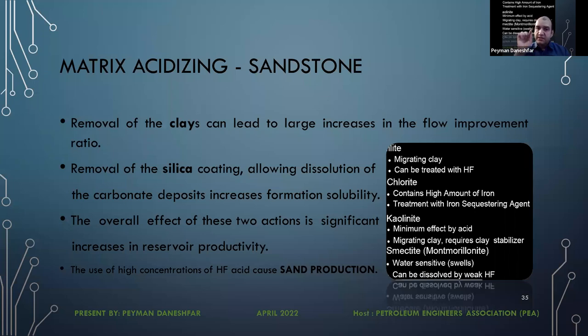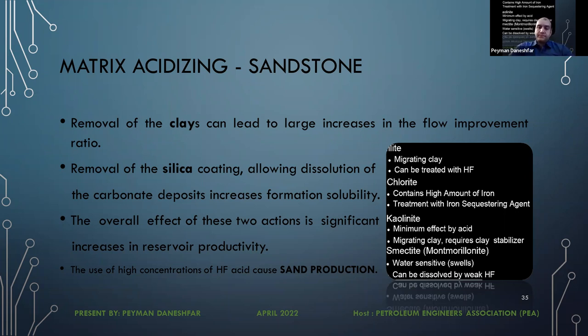Absolutely. In sandstone formations, we have carbonate. Carbonate here is only the cementing particle that joins the sand together. And we can use HCl acid to remove and dissolve it. Okay? The overall effect of this action is a significant increase in reservoir productivity.